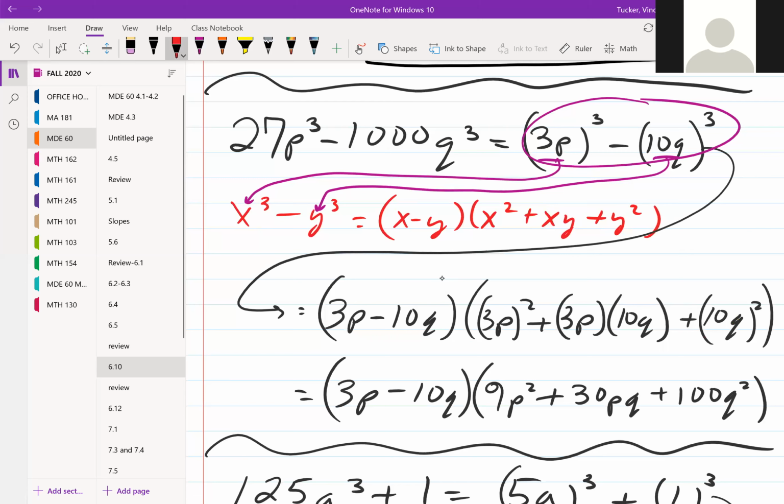All right. So then from there, you just simplify as much as possible. 3p squared is just 9p squared. And then 3p times 10q is 30pq. And then 10q squared is 100q squared. Okay, I think I got it. Maybe it's just all the different variables. I can understand that bottom part.